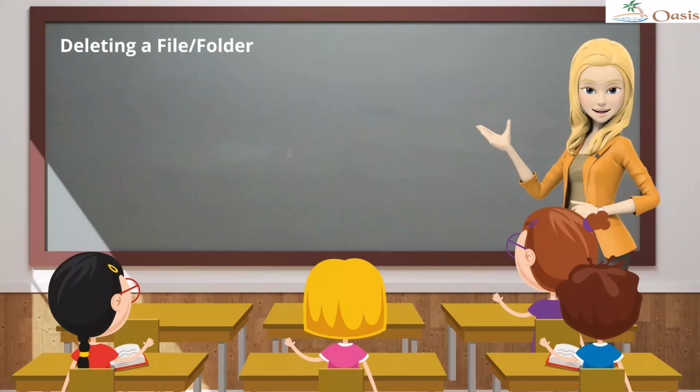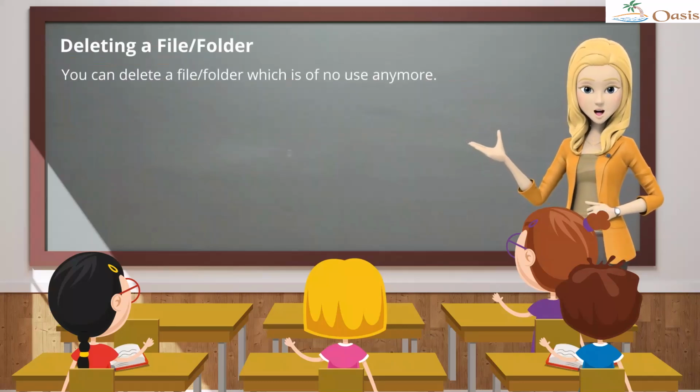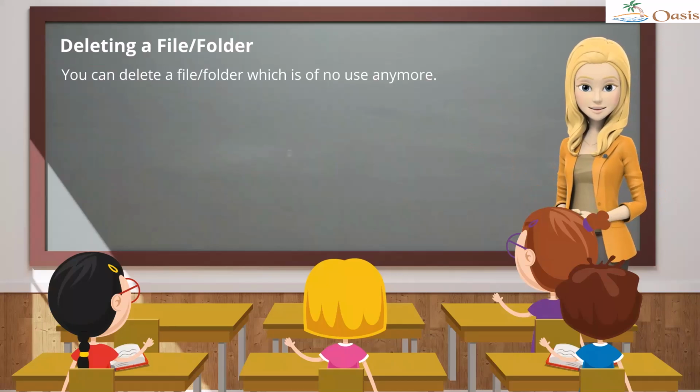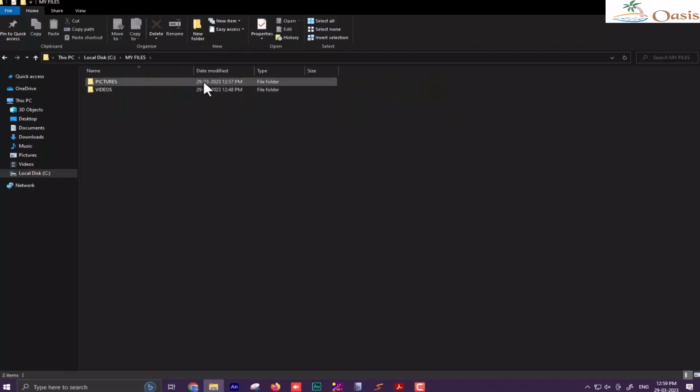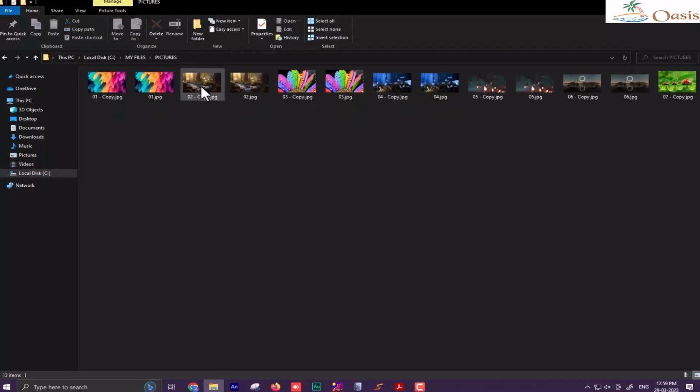Deleting a file or folder. You can delete a file or folder which is of no use anymore. To delete a file or folder, open the location that contains the file or folder you want to delete. Select the file or folder you want to delete. On the Home tab, click the down arrow under Delete button.